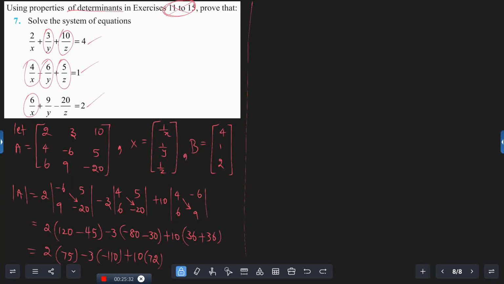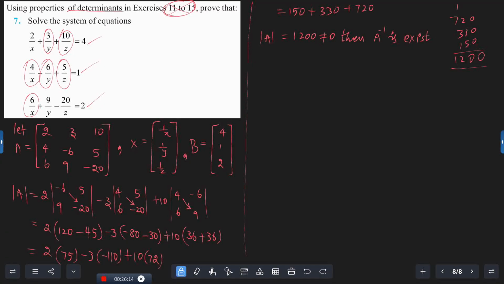Okay, simplify this. 75 into 2 is 150, and minus into minus plus 3 into 11 is 330, and 720. Add everything, Raja: 720, 330, 150. So we are getting 1200, which is not equal to 0. Then A inverse exists. So this is my determinant of A.